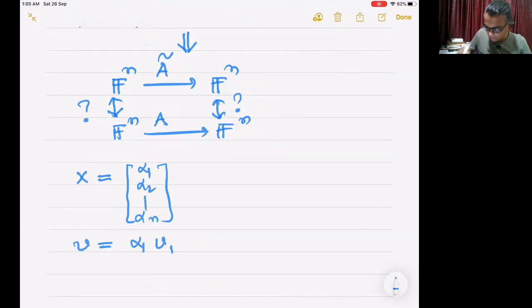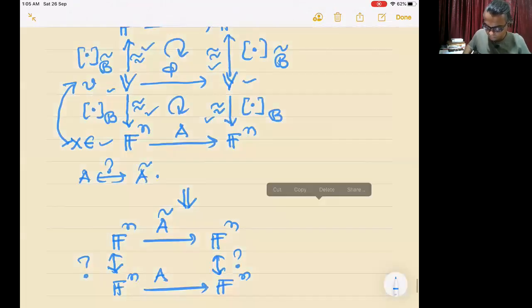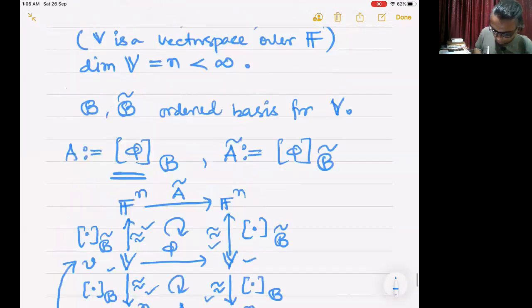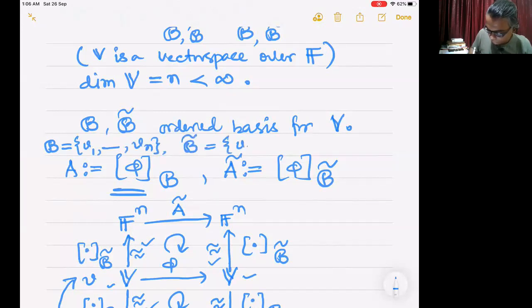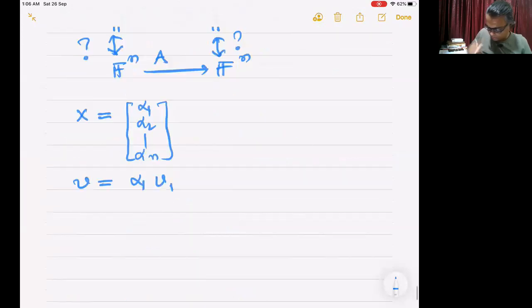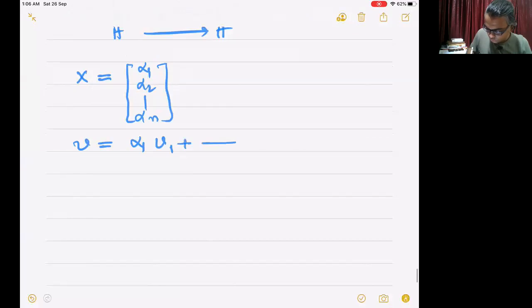Okay, before we start, B is v1 up to vn, and B tilde is v1 tilde up to vn tilde, two different bases. So from that it follows that this is nothing but alpha 1 v1 plus dot up to alpha n vn.